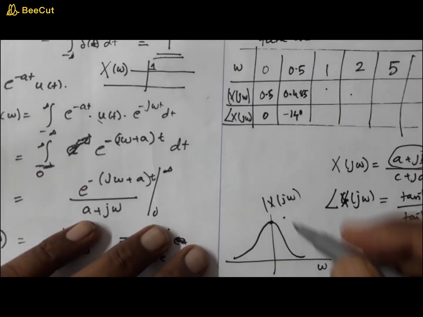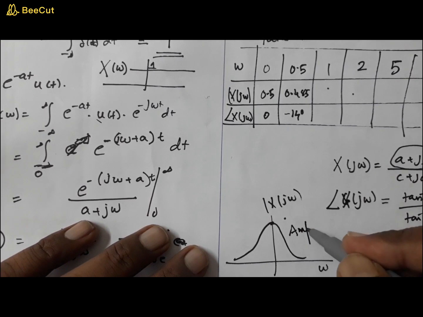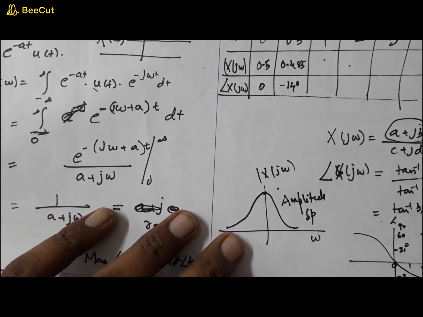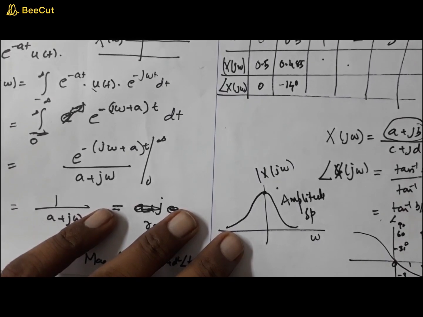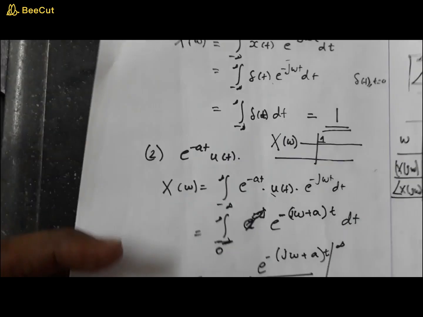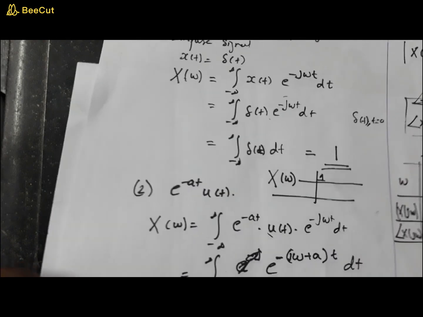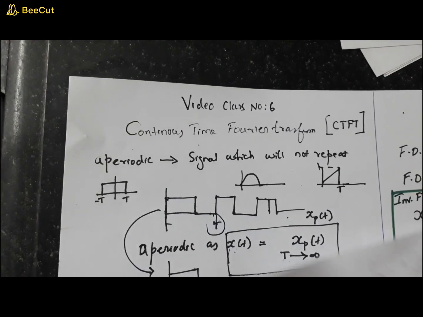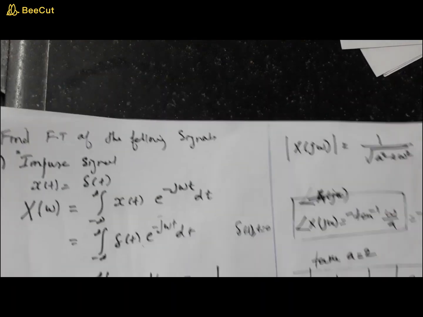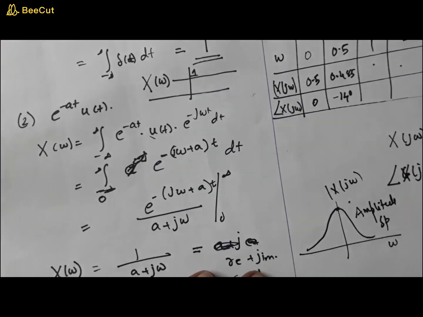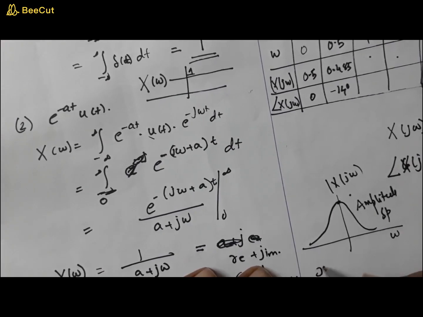Magnitude versus omega is what is called the amplitude spectrum. Now the phase versus omega is what is called the phase spectrum. So hope you have understood all these things. Now, you may take this down as homework. You don't have to do this in Google Classroom, just for practice.